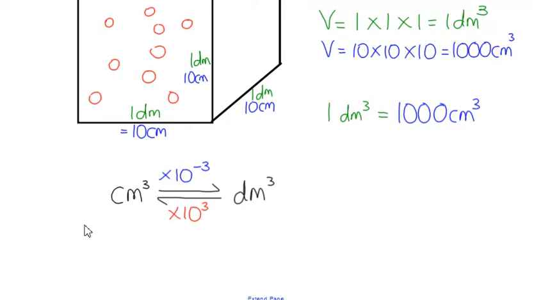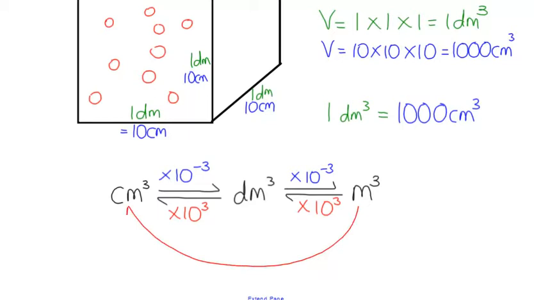We could add on there, if we were given the volume, say, of a lake, it might be in meters cubed. And to get from decimeters cubed to meters cubed, it would be another times 10 to the minus 3, or back the other way, another 1,000. Because there would be, in a meter cubed, 100 by 100 by 100 centimetres, or 1,000,000 centimetres cubed. So if we wanted to go all the way from here to here, we would have to times by 1,000,000. And equally, if we wanted to go all the way from centimetres to metres, we'd have to divide by 1,000,000.